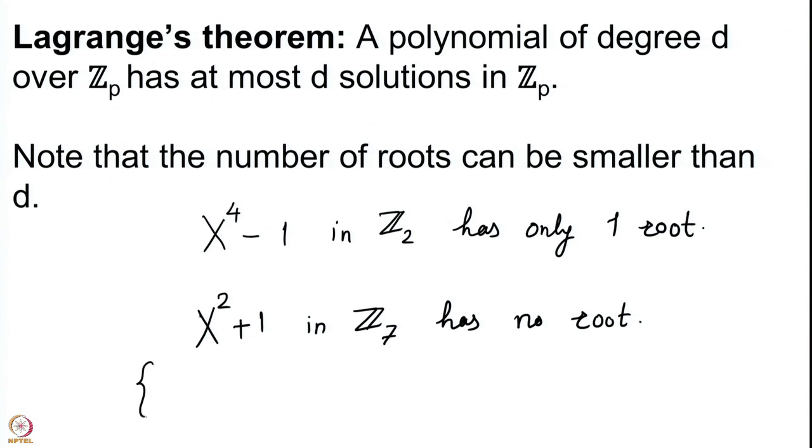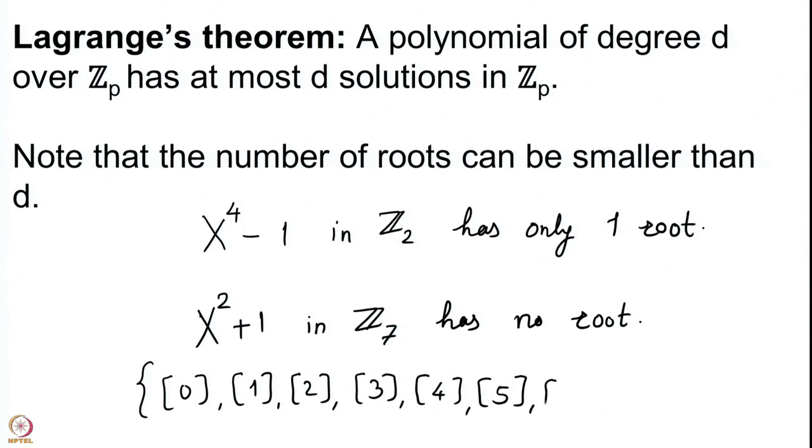You can actually quite quickly check this. You have 0, 1, 2, 3, 4, 5 and 6, and let us just compute their squares. So 0 squared is 0, 1 squared is 1, 2 squared is 4, 3 squared is 9 which is 2, and 4 is minus 3, so its square is 2, 5 is minus 2, so its square is 4 and 6 is minus 1, so its square is 1. So there is no solution to x squared plus 1. x squared plus 1 is the same as x squared minus 6 when you are looking at Z_7. So there are no solutions at all.